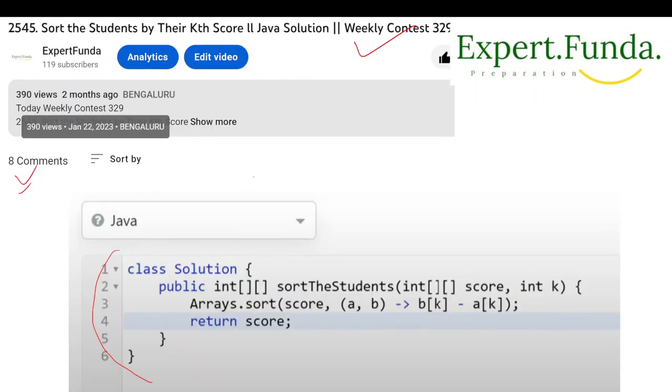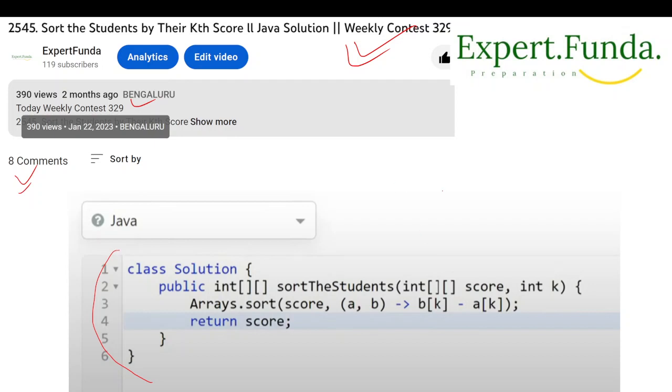So this question, I have already uploaded this solution, I think 2 months ago, right, and this was the question that we have seen in Leetcode 329, right. So the answer, you don't have to do much, right. What you have to focus on here is that, let's suppose we have to sort, right.